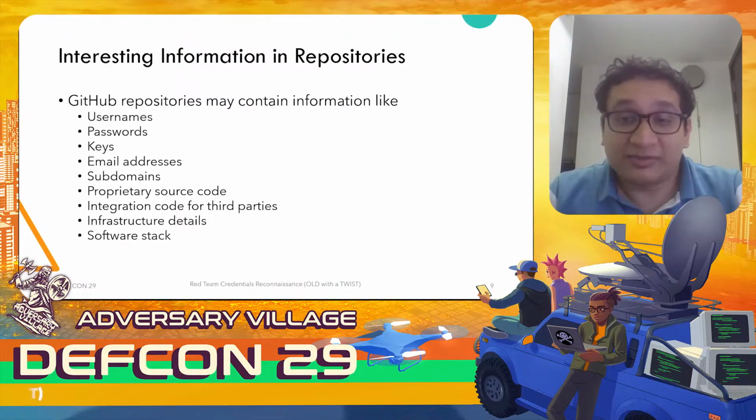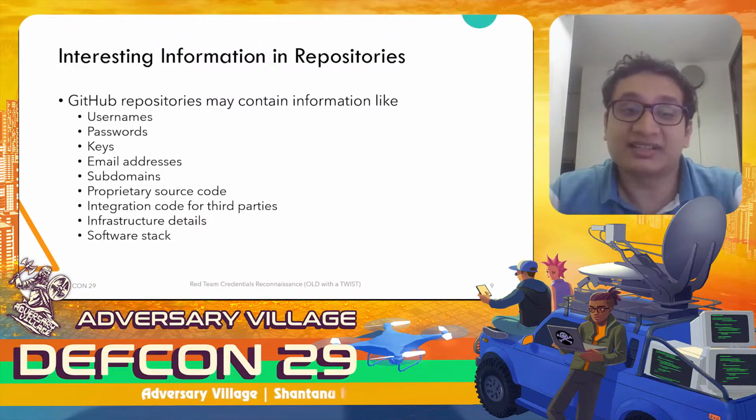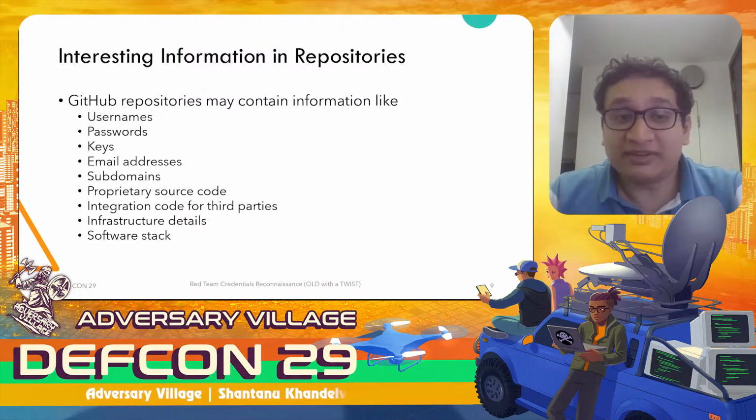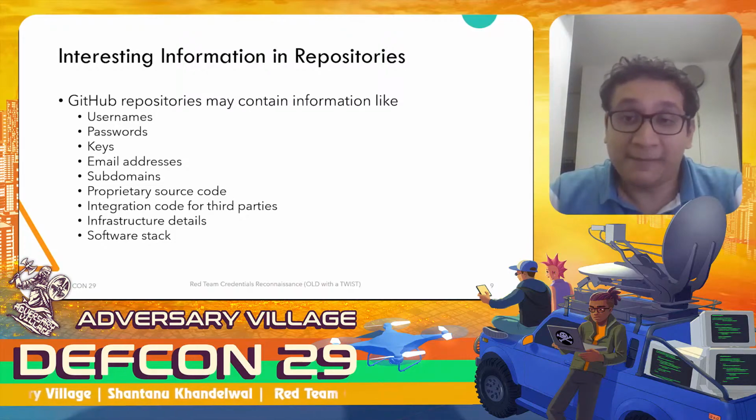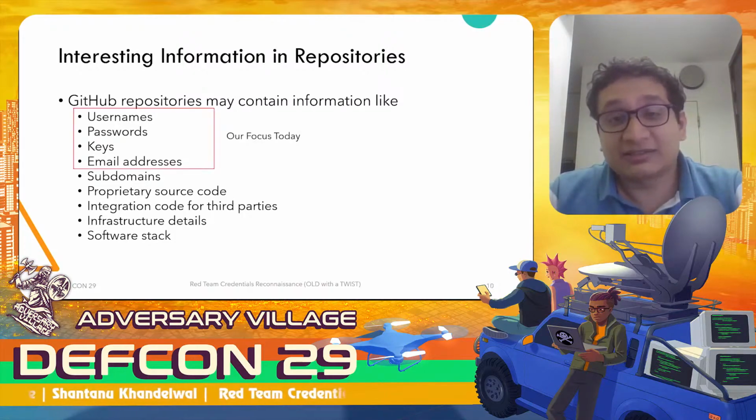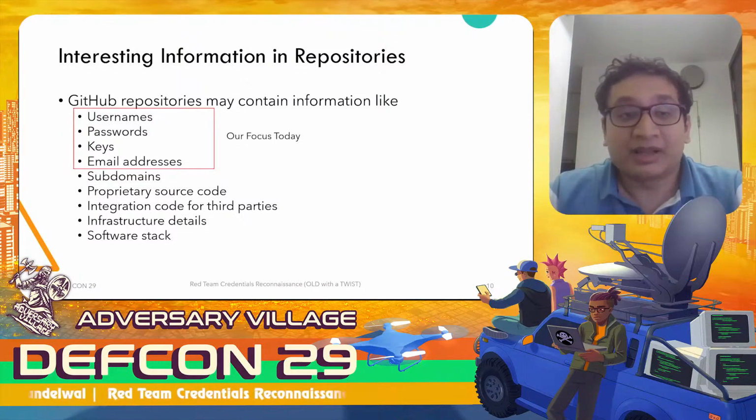So we can find several critical pieces of information inside GitHub repositories, like usernames, passwords, keys, email addresses, subdomains, even proprietary source code. We can also find the software stack from there as well, right? In this talk, we are going to focus on the credentials part.